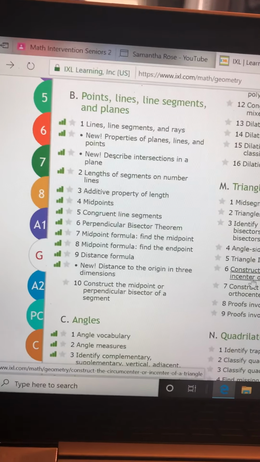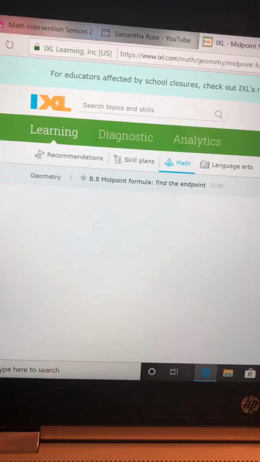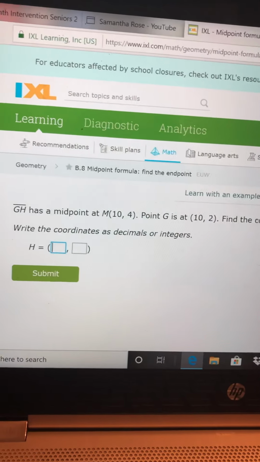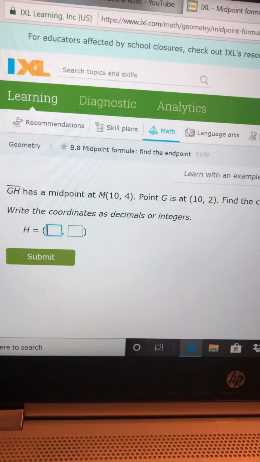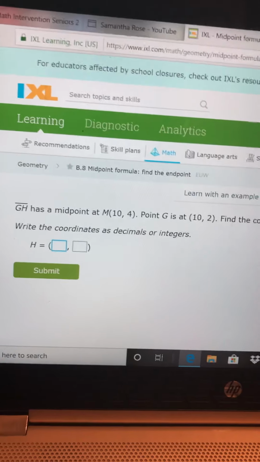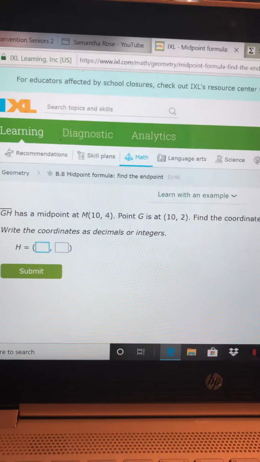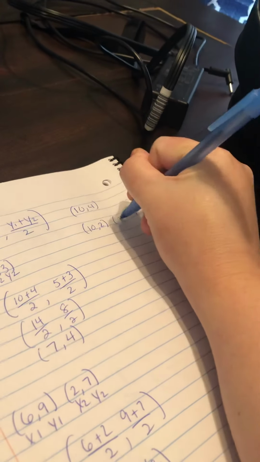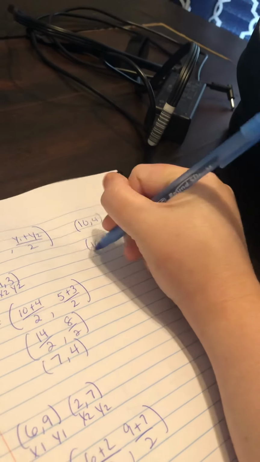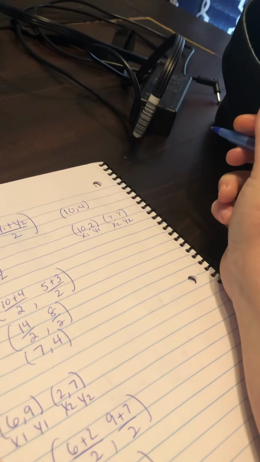Okay, so let's go back here and look at B8. So these are just a little bit harder. We did some of these at the beginning of the year, but not that many. These tell you what the midpoint is, and you have to find the other endpoint. So this problem, it says the midpoint is 10, 4, and one of my points is 10, 2. And it wants to know what's the other one. So this is x1, y1, x2, y2 is what we don't know.